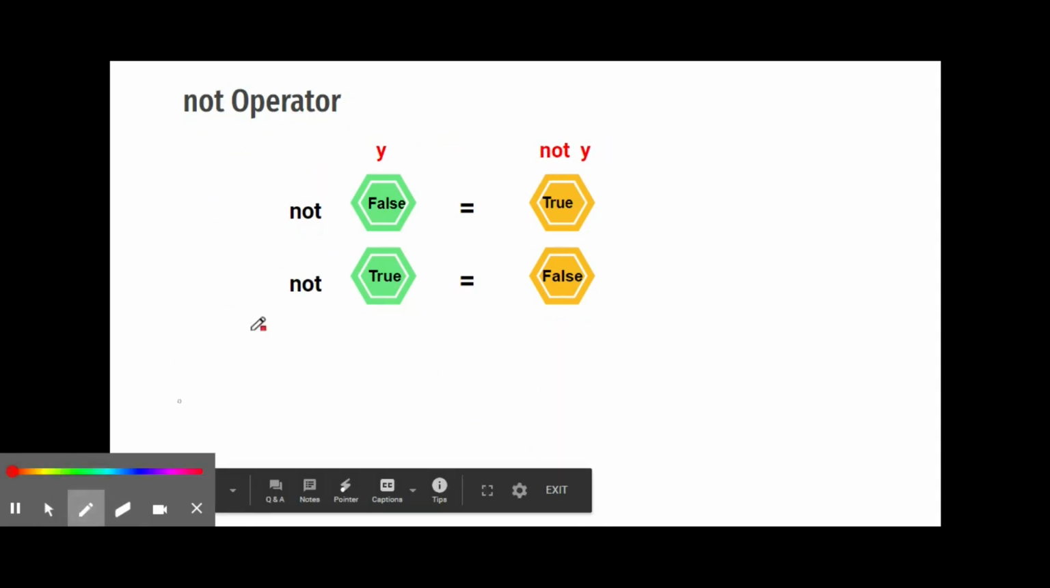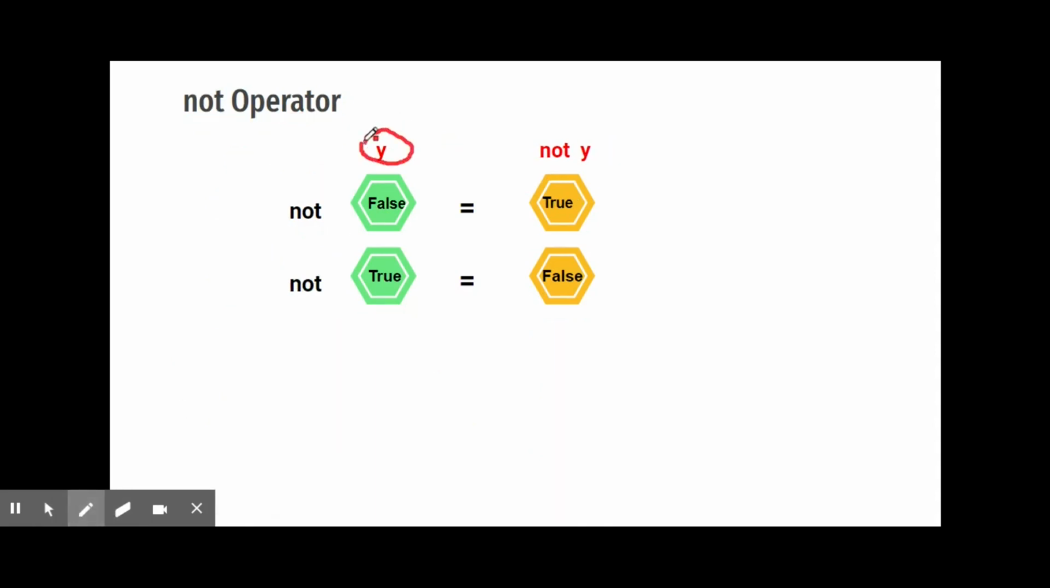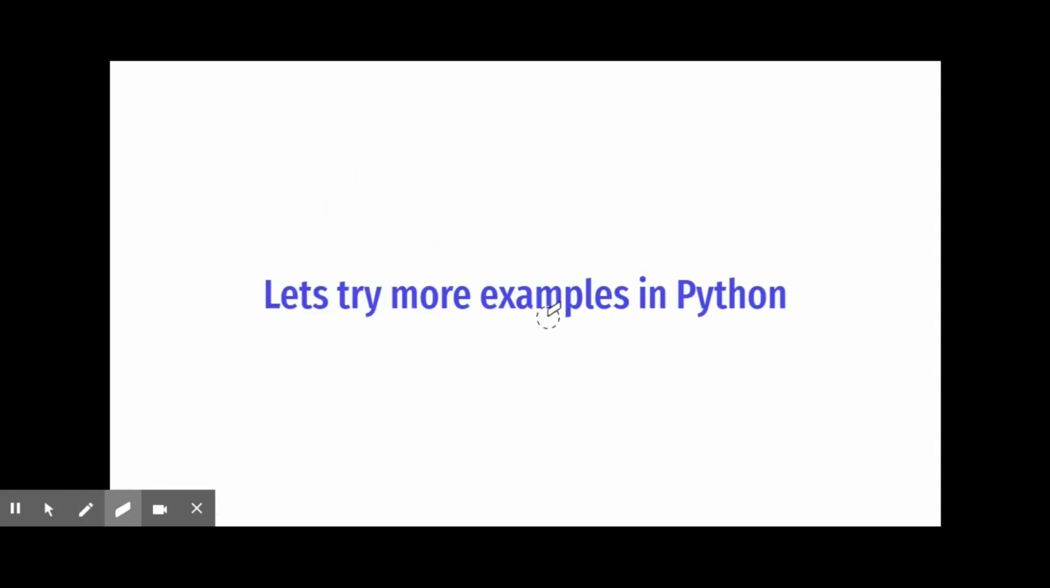Now the NOT operator, I'll only have a single operand. This is pretty simple and quite straightforward. If my y is false, then NOT of y will be true, and if my y is true, then NOT of y will be false. So now let's try a few more examples in Python.